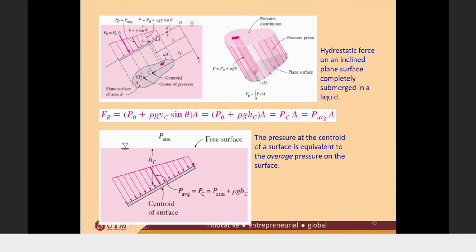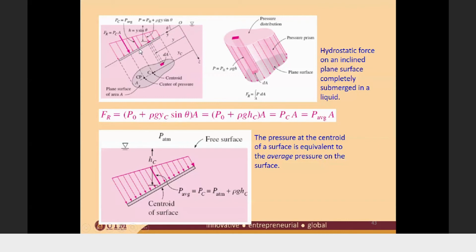But you need to sum up all the forces. So to make things simple, the FR is just this: P naught plus rho G YC sin theta, times the area of this surface. And YC is the centroid, the length of the centroid.